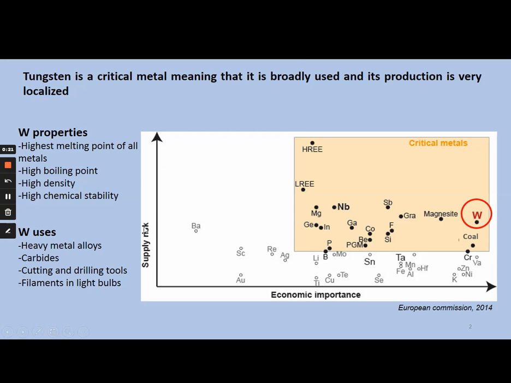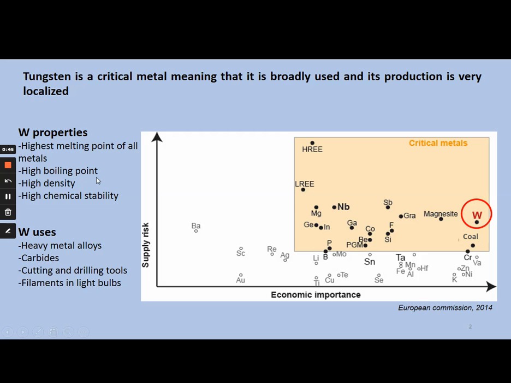So this graph shows the criticality of raw materials defined as a function of the economic importance and supply risk. And we can see here the place of tungsten among the metals with the highest economic importance. So this has been classified for Europe, but it is a global problem except for China, which ranks first in the world in terms of tungsten resources, reserves, and production.